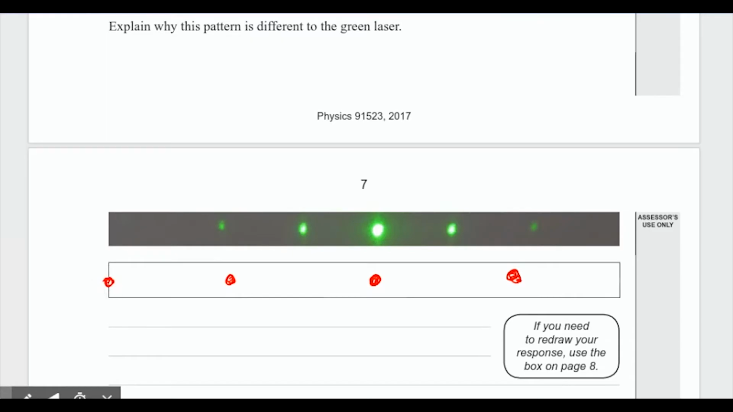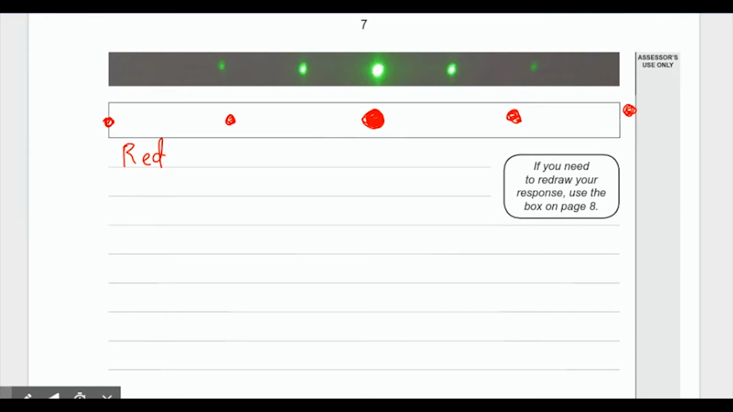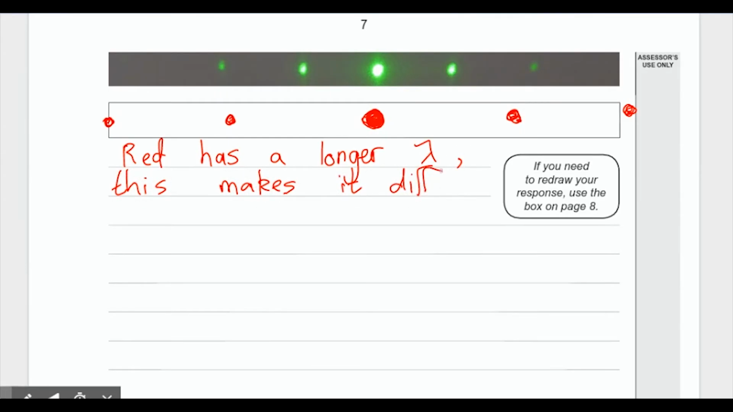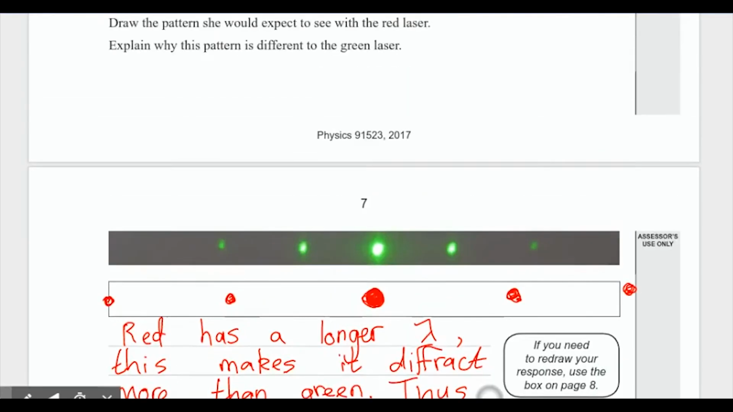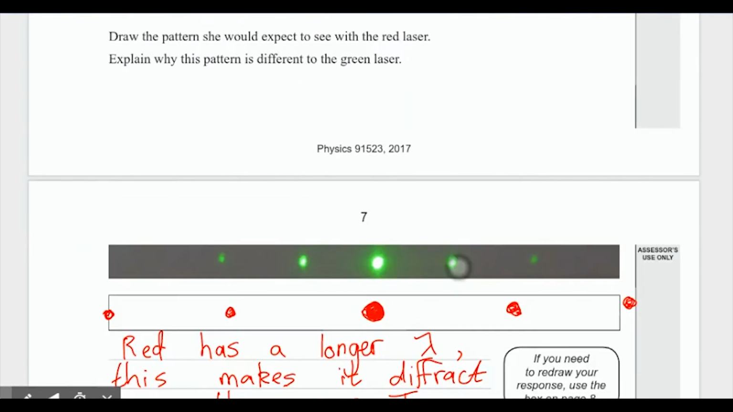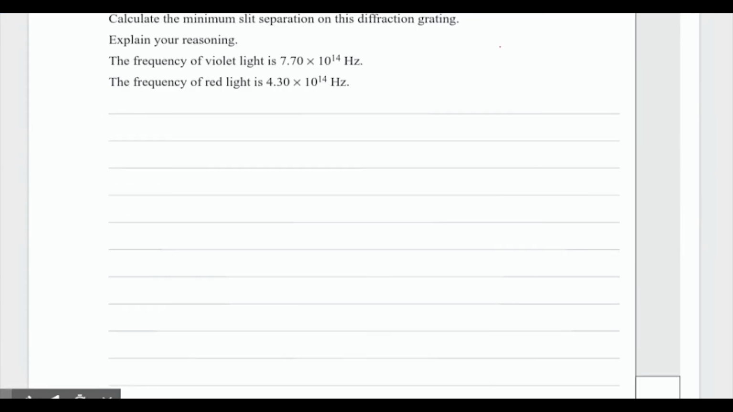Okay, we'll just go around there, and we should just make that clear that that is the central brightest antinode there. So let's explain that. Red has a longer wavelength. This makes it diffract more than green. Thus, the pattern is more spread out. I think we've answered it. Okay. Let's move on to D.